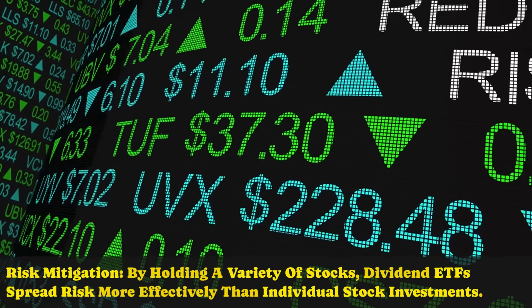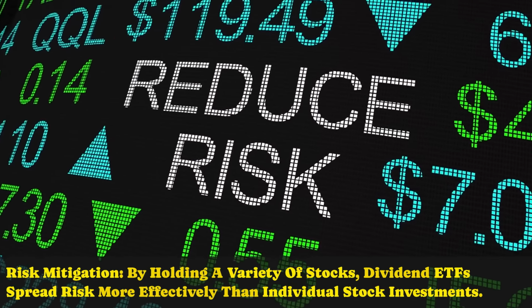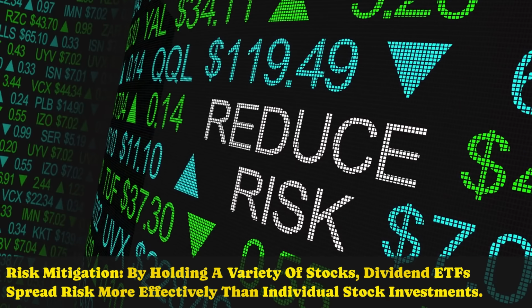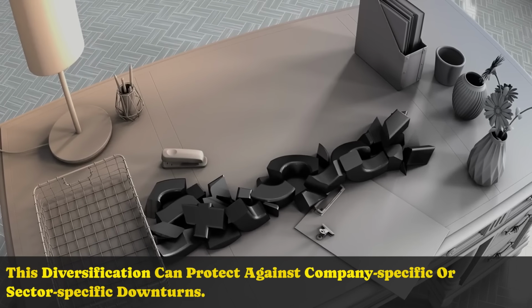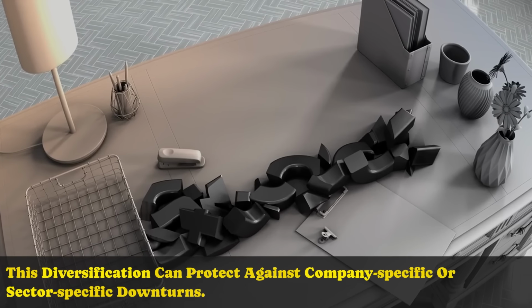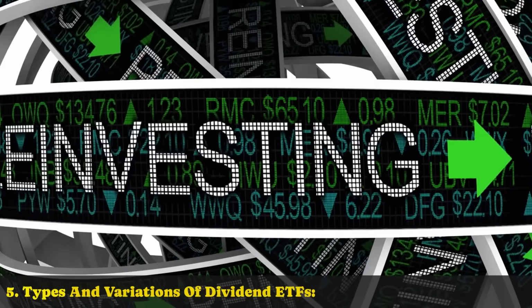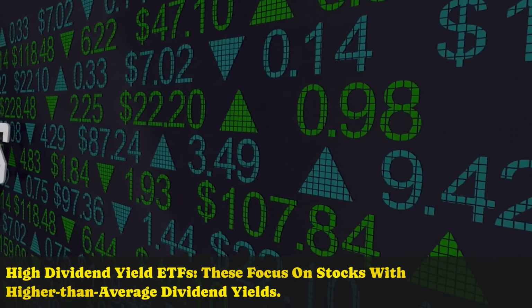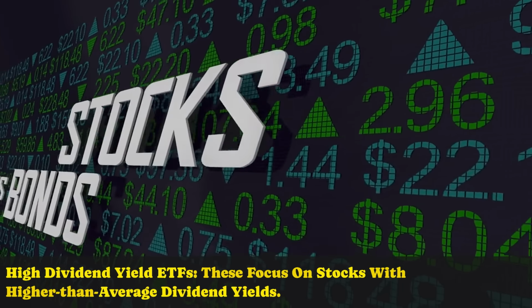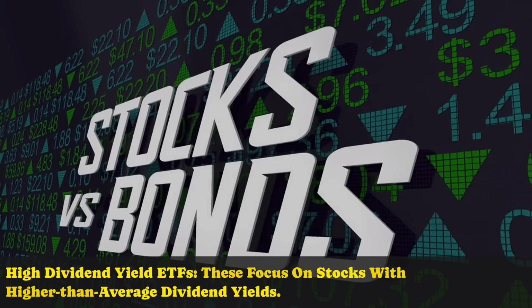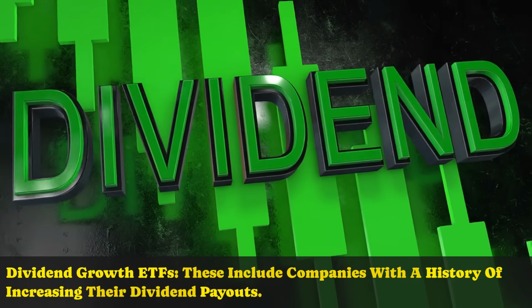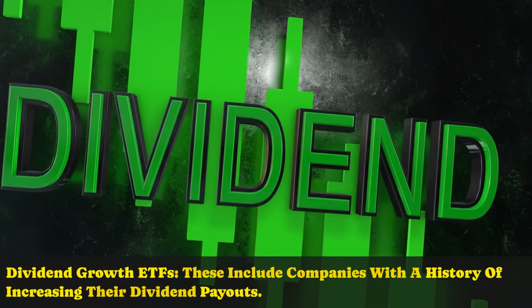Risk mitigation. By holding a variety of stocks, dividend ETFs spread risk more effectively than individual stock investments. This diversification can protect against company-specific or sector-specific downturns. 5. Types and variations of dividend ETFs. High dividend yield ETFs. These focus on stocks with higher than average dividend yields. Dividend growth ETFs. These include companies with a history of increasing their dividend payouts.